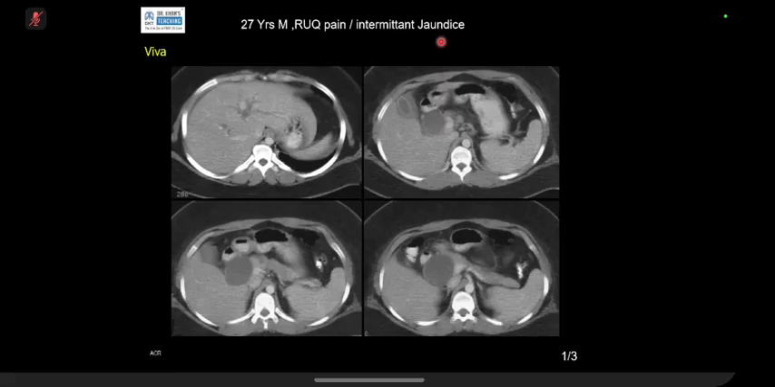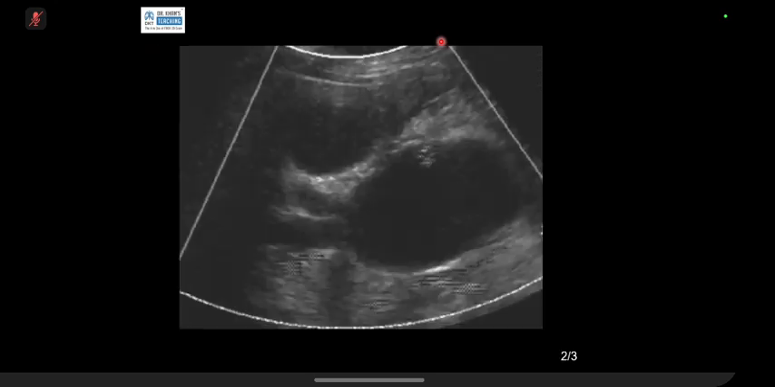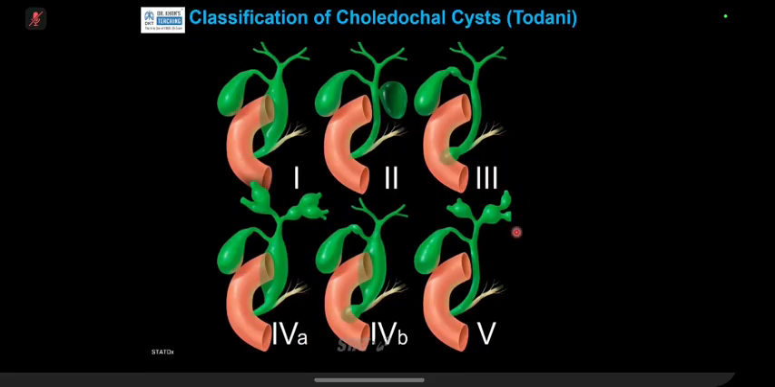Choledochal cyst. This is the ultrasound of the same patient. You see this? How much is the dilatation? And this is an MRCP. And here you are. Right. Classic.